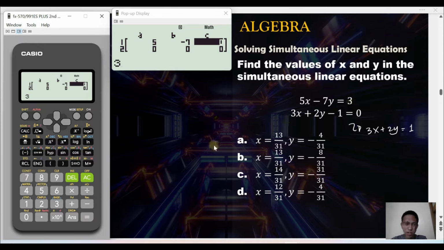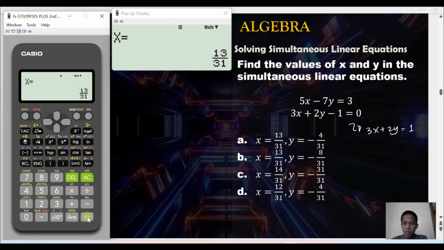3 yung constant natin. Then, for second equation, we have the coefficient for x, that is 3. The coefficient for y, that is 2. And the constant, that is 1. Okay, lagay lang natin guys. Equals lang natin, that is for x, 13/31. So, sa choices, letter A or B. So, let's find out what is the value for y. So, that is negative 4/31.